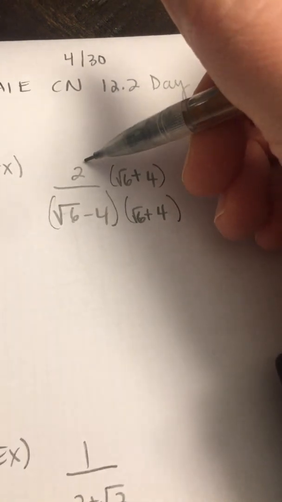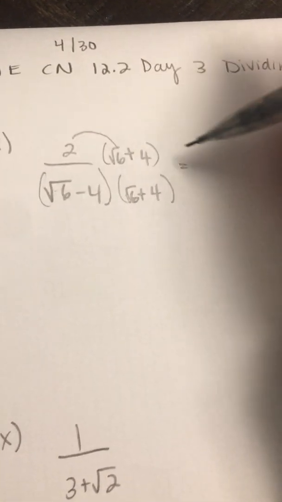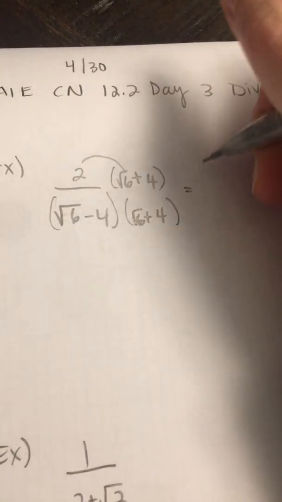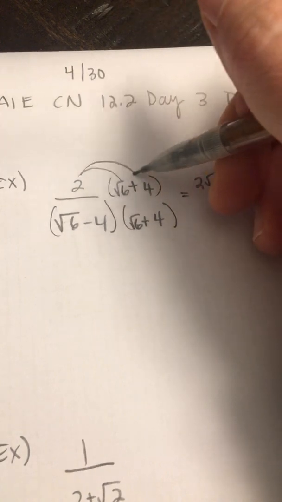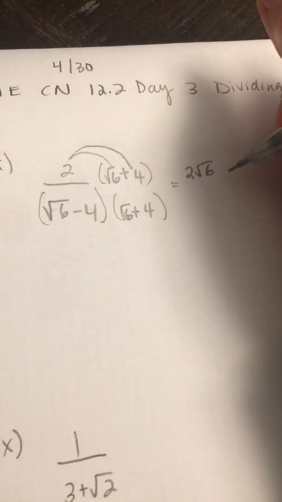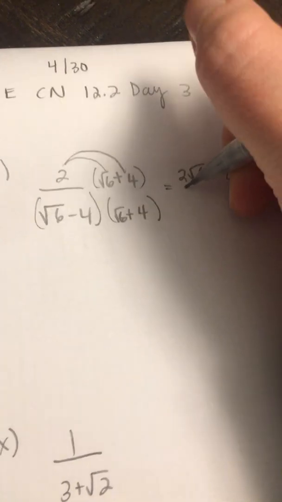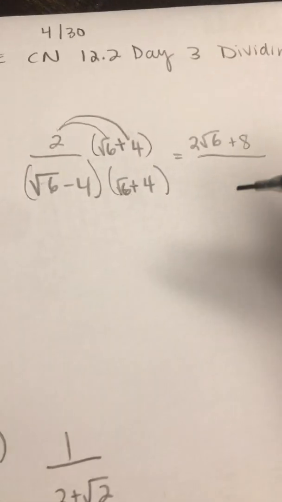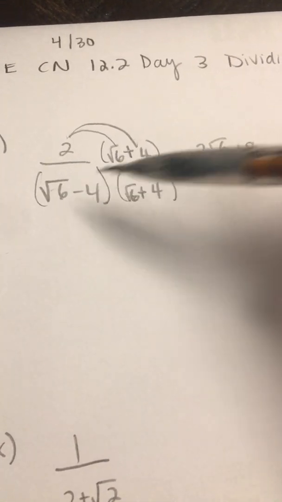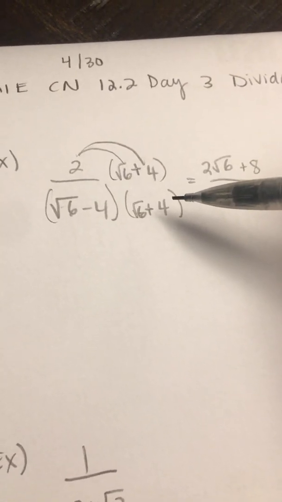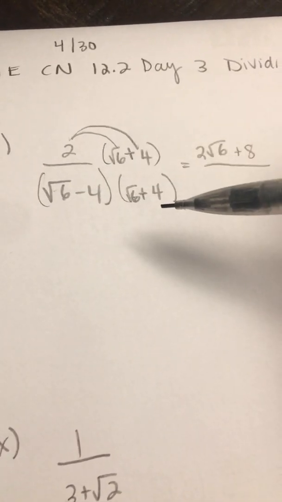Then we do what we did 2 days ago. We distribute and we multiply. And so 2 times root 6 is 2 root 6, and 2 times 4 is 8. In the bottom, if you remember the sum and difference pattern, the pattern says you can square the first. It's a squared minus b squared.